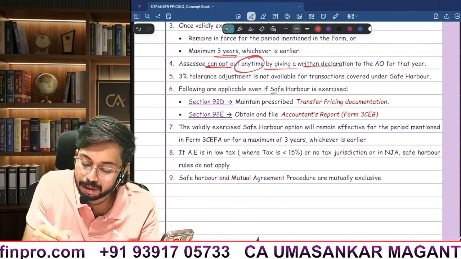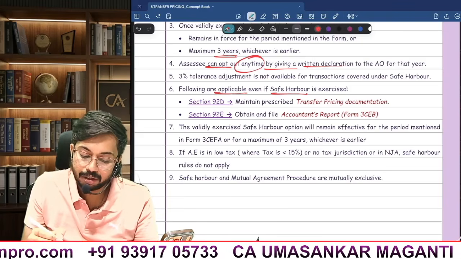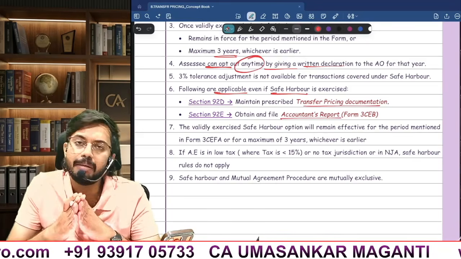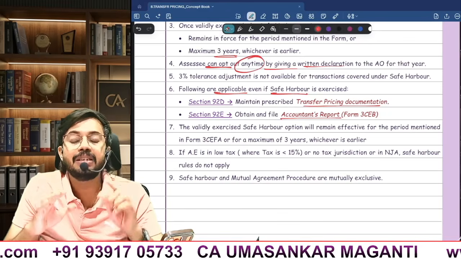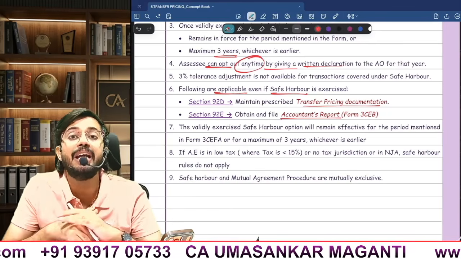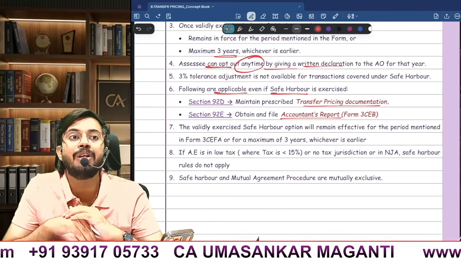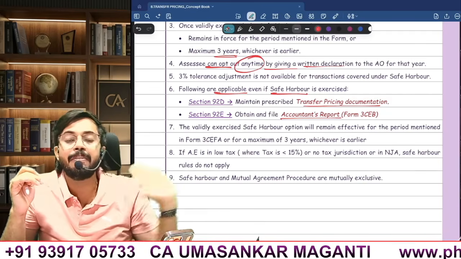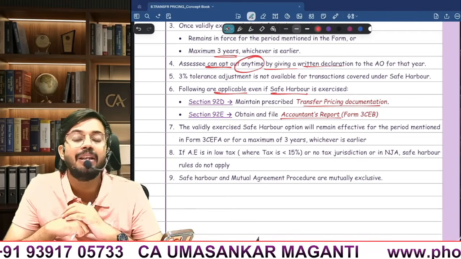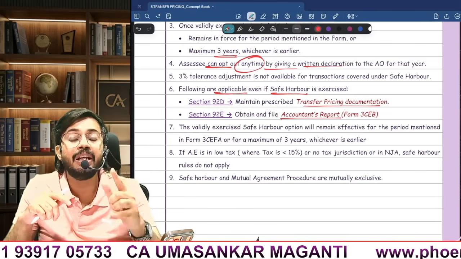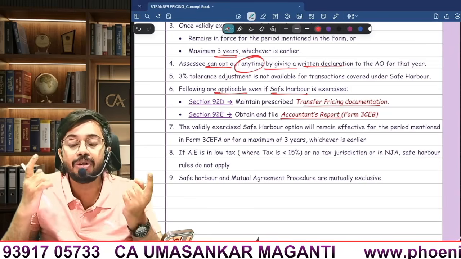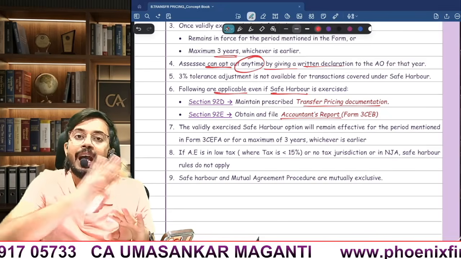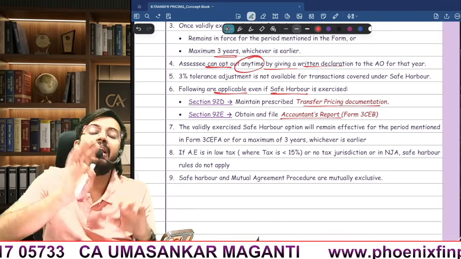Next, if safe harbor rules are applicable, you still have to maintain transfer pricing documentation and obtain the accountant's report. What do you mean by this? Even though safe harbor rules are applicable, you are still required to get your books of accounts audited by a chartered accountant. No exemption from getting books of accounts audited. And you have to file ITR on or before 30th November. And, one more thing, you have to maintain transfer pricing documentation also. So even though safe harbor rules are applicable, the department will not do assessment and will not calculate arm's length price, but still you have to maintain transfer pricing documentation.